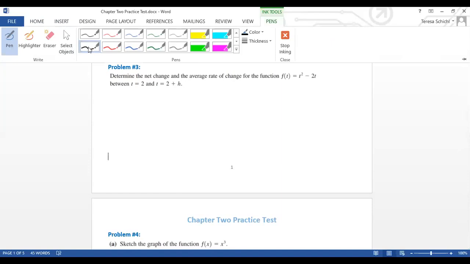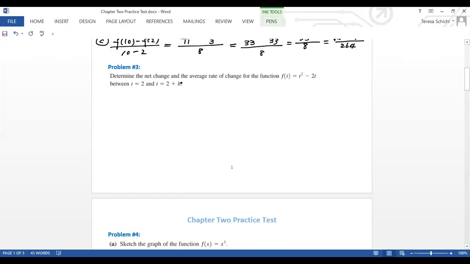Okay, so this one is in the generals, right? So we want to find the average rate of change from t equal to 2 plus h to t equal to 2. Okay, so let's try to find the net change first, right? So the net change is just equal to f of 2 plus h minus f of 2.